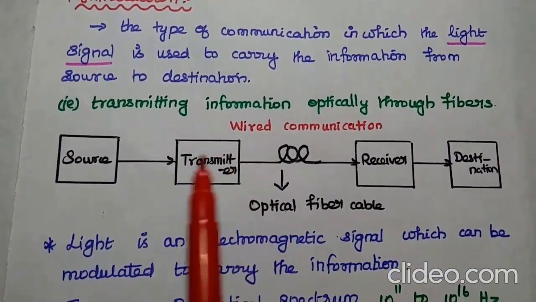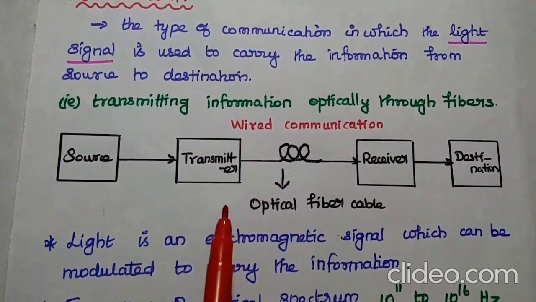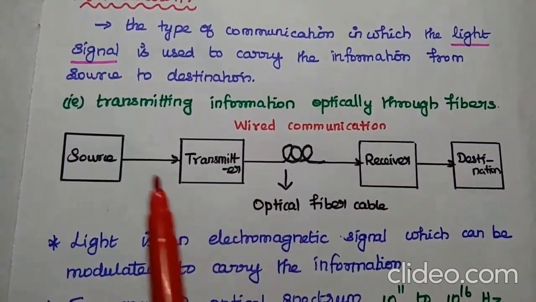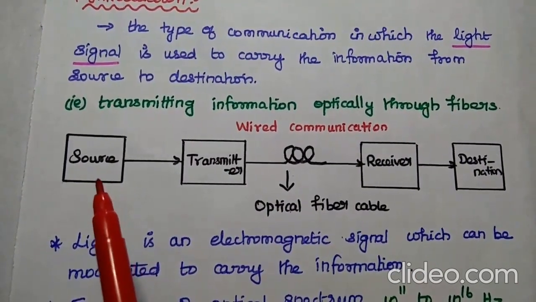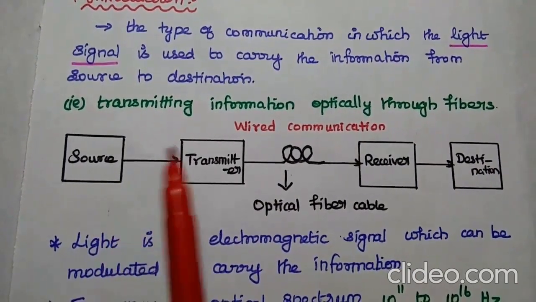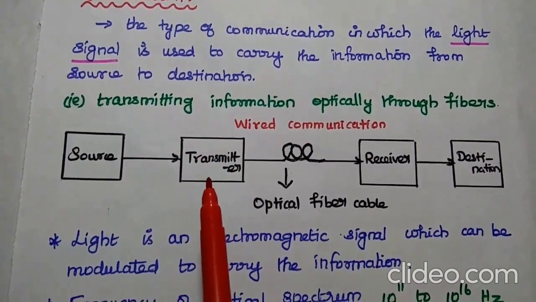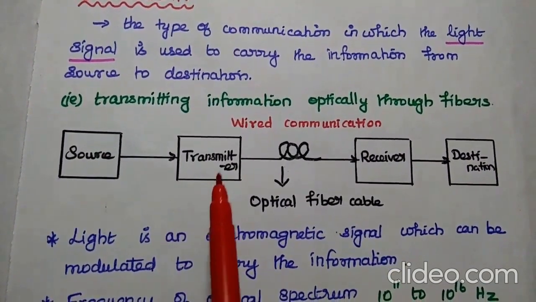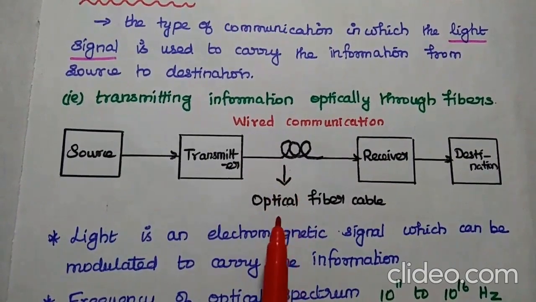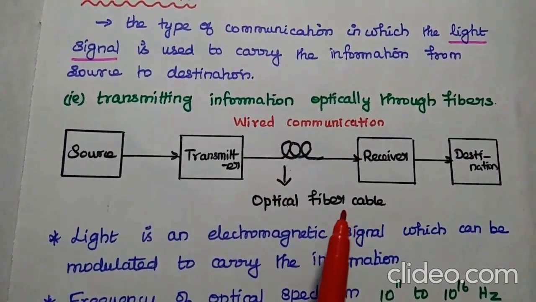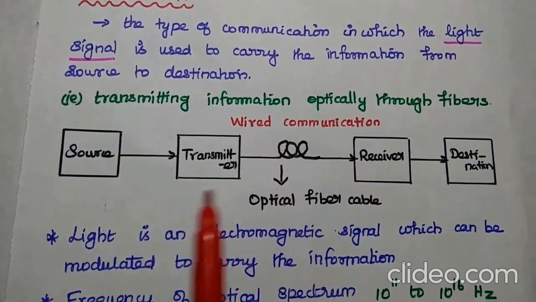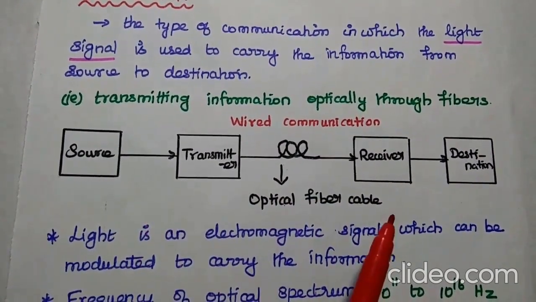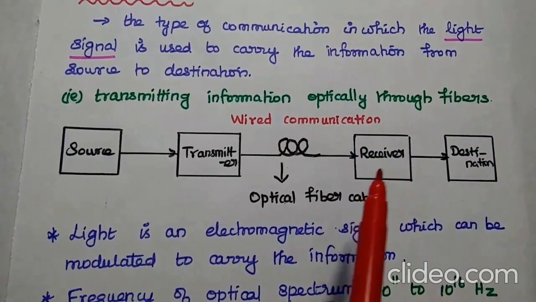In wired communication, we are using optical fiber cables. In the initial stage we have the source, transmitter, then optical fiber cable, then receiver and destination. So these are all the basic blocks used for transmitting optical communication through the optical fiber cable. Here the light is used as the communication medium.